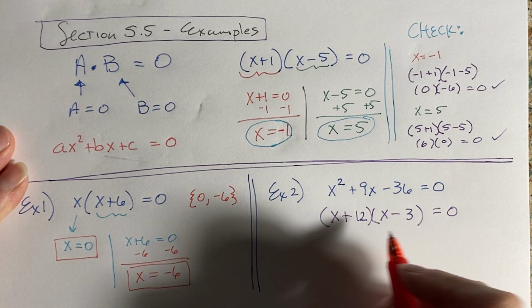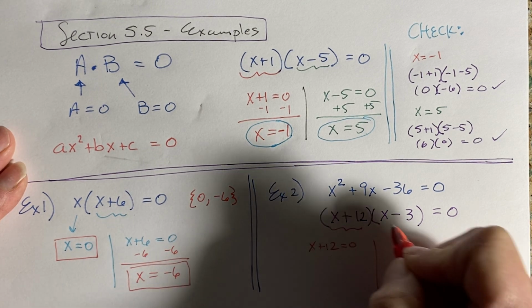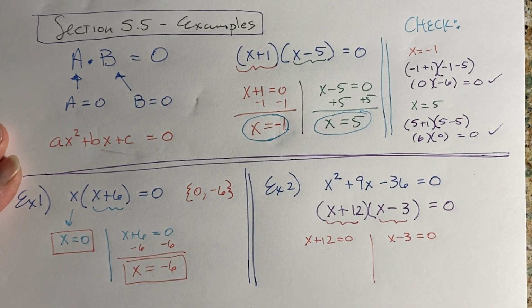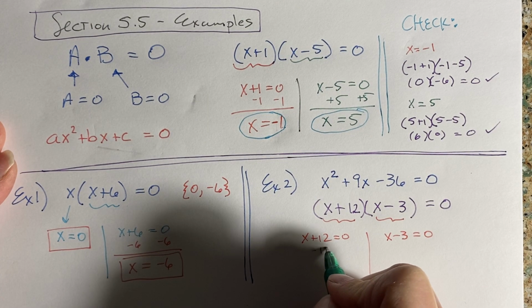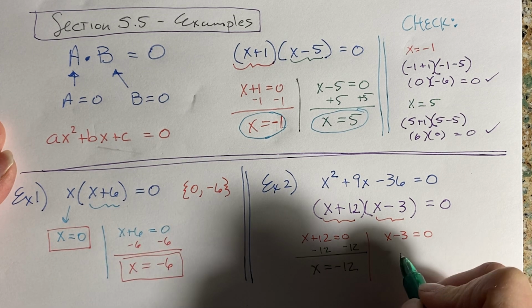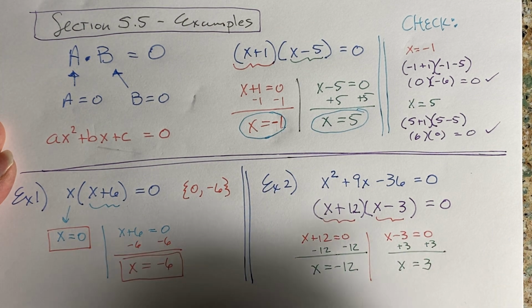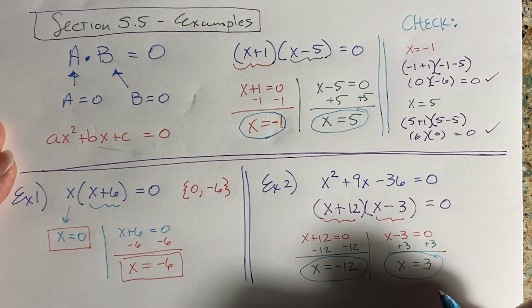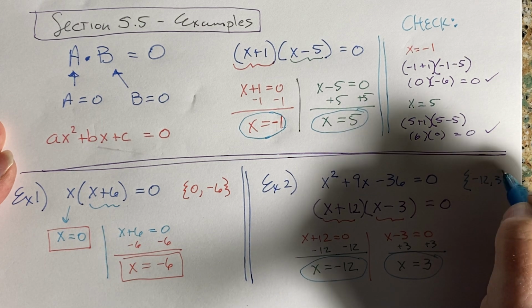If the product is 0, then either x plus 12 equals 0 or x minus 3 equals 0. Solve each of those little equations that you have left. So subtracting the 12, x is -12. Adding the 3, x is 3. So those are my two solutions right there, -12 and 3. So the solution set is negative 12 and 3.